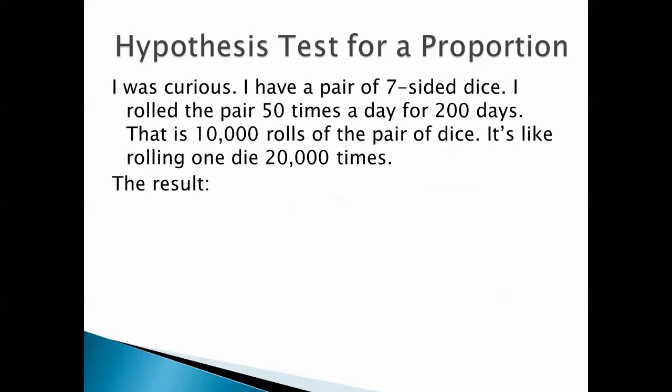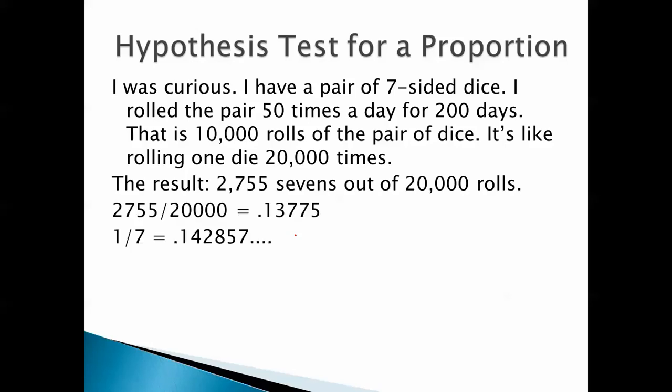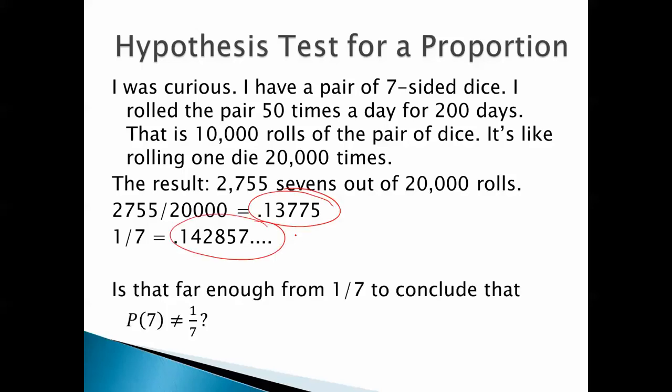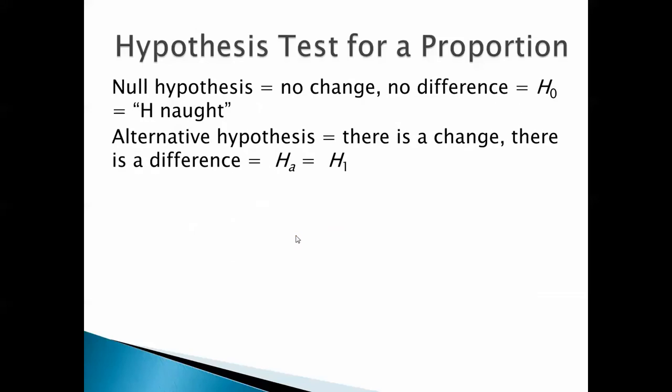I was curious. I have that pair of 7-sided dice. I rolled the pair 50 times a day for 200 days. That's 10,000 rolls of the pair of dice. It's like rolling one die 20,000 times. The result? 2,755 sevens out of 20,000 rolls. Now 2755 divided by 20,000 is 0.13775, whereas 1/7 is 0.142857. Is that far enough from 1/7 to conclude that the probability of 7 is not 1/7?